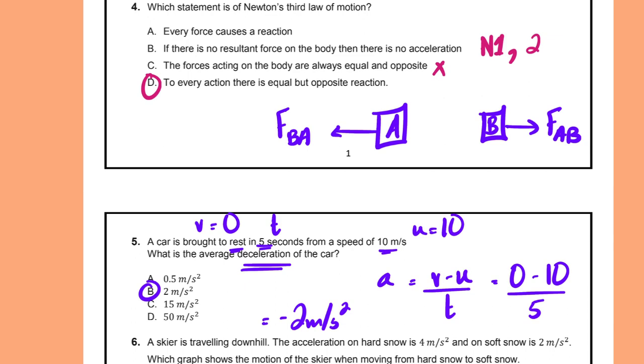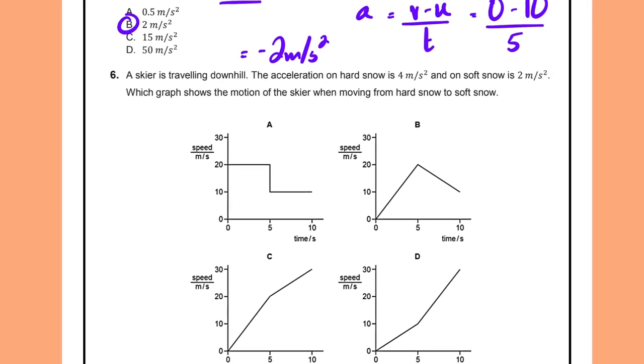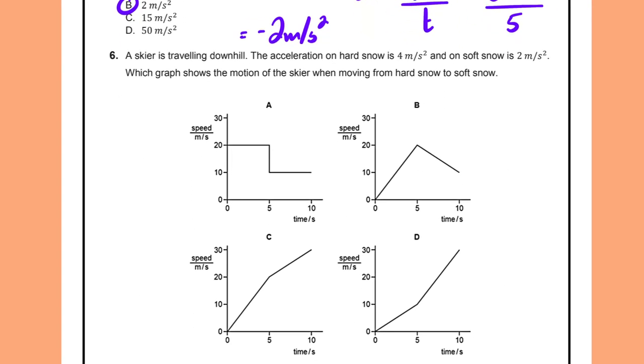Question 6, a skier is traveling downhill. The acceleration on hard snow is 4 meter per second square, and on soft snow it's 2 meter per second square. Which graph shows the motion of the skier when moving from the hard snow to the soft snow? So if I look at these options, all of these are speed time graphs.